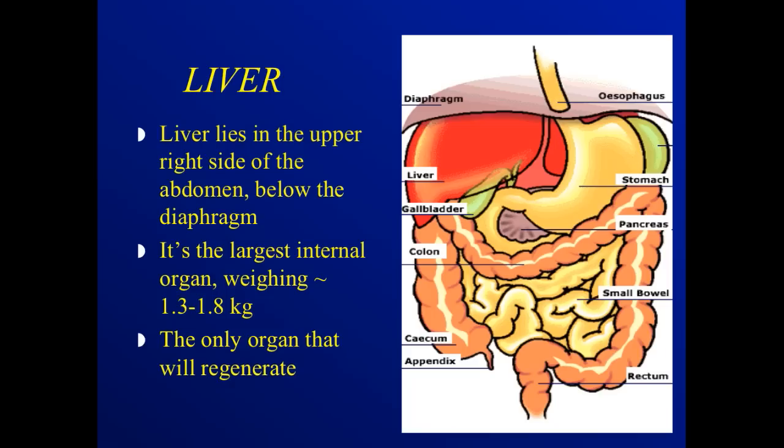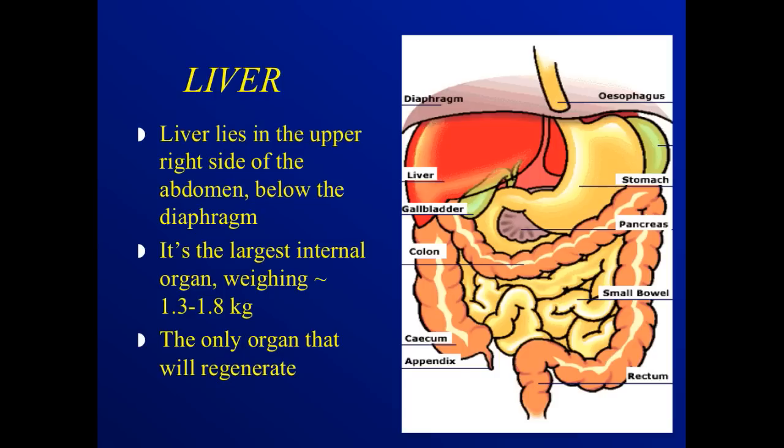Let's go to a little bit about the anatomy of the liver. The liver lies in the upper right side of your abdomen, below the diaphragm, as you can see here. This is the esophagus, below the diaphragm, and you see your liver. It's the largest internal organ, weighing about 1.3 to 1.8 kilogram, and it is the only organ that will regenerate if you resect it.